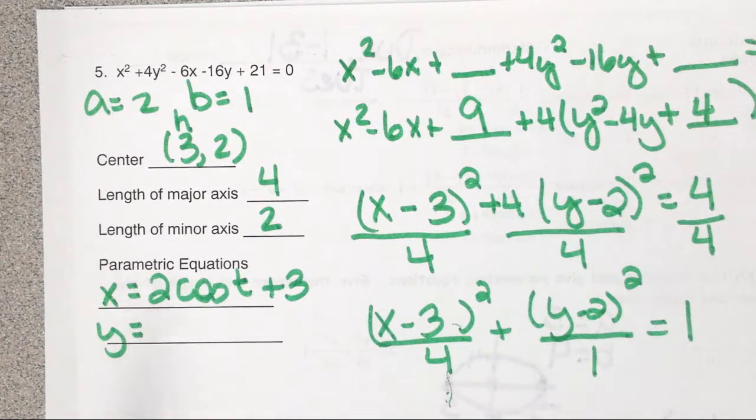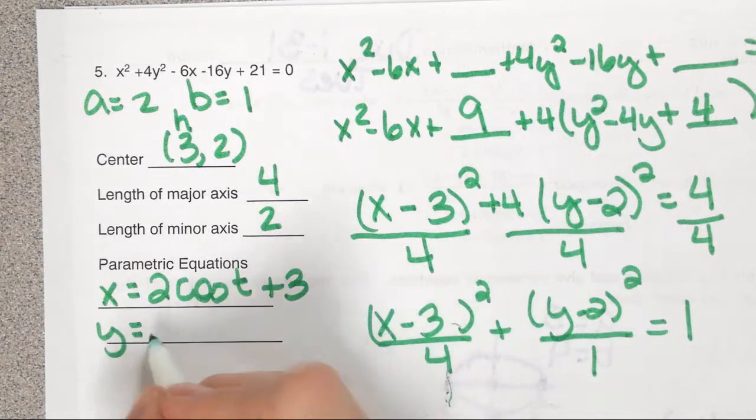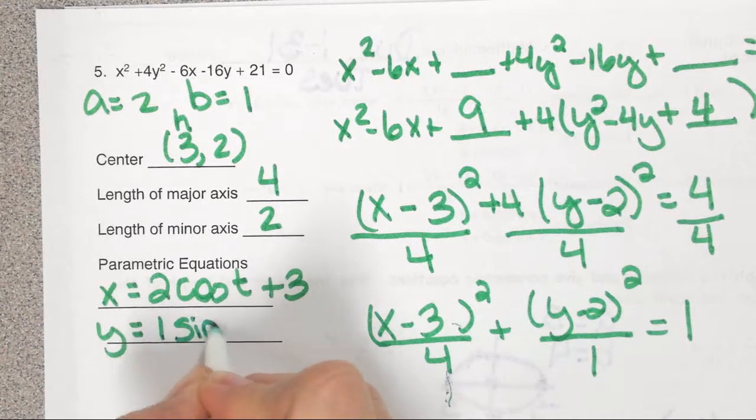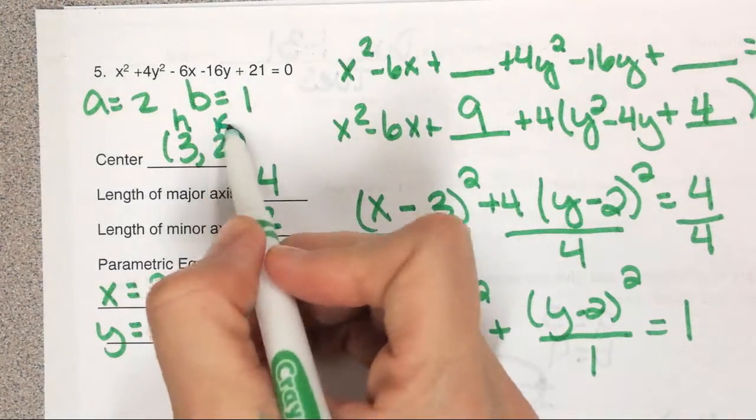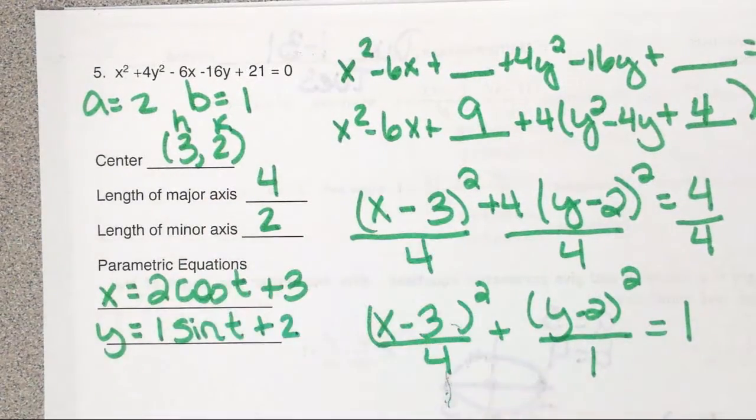I look under the y's. I have a 1. What's the square root of 1? Do you have to write the 1? No, but if it gives you warm fuzzies, go ahead. So 1 sine t, only if you want to write it. What is my k at the center? Plus 2. Go type it in your calculator and sketch your picture.